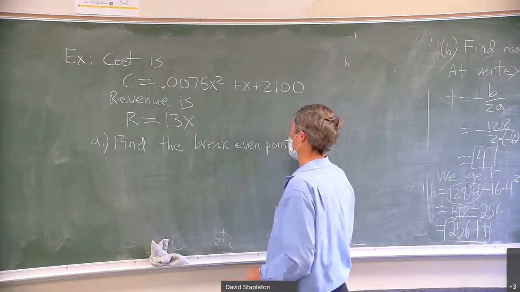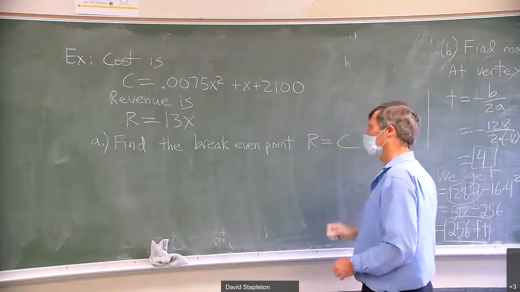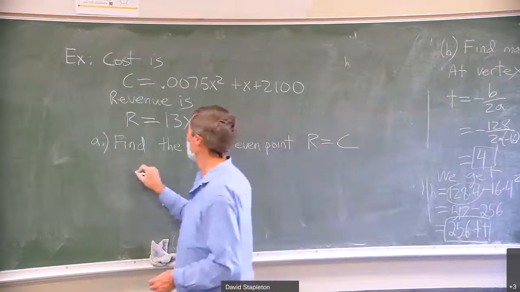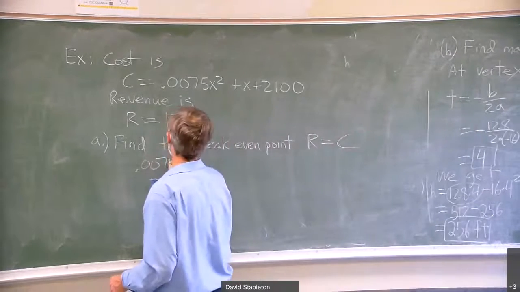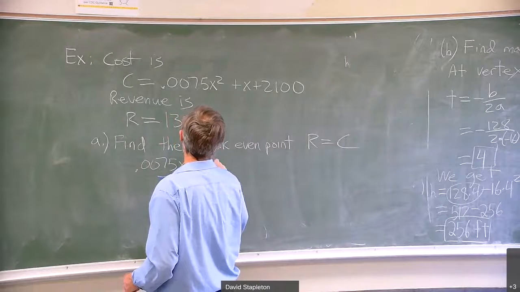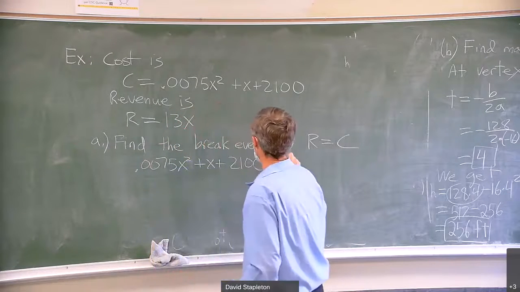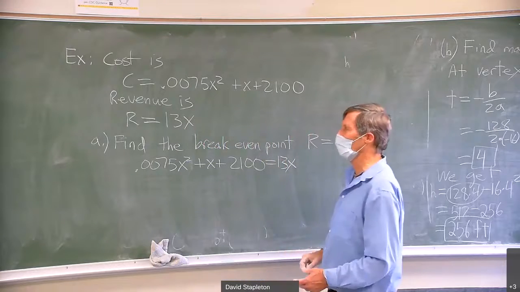Let's just say it that way. It's revenue equals cost. Money in equals money out. Well, then you put 0.0075x squared plus x plus 2,100 equals 13x. And this is what they're referring to as find the intersection.